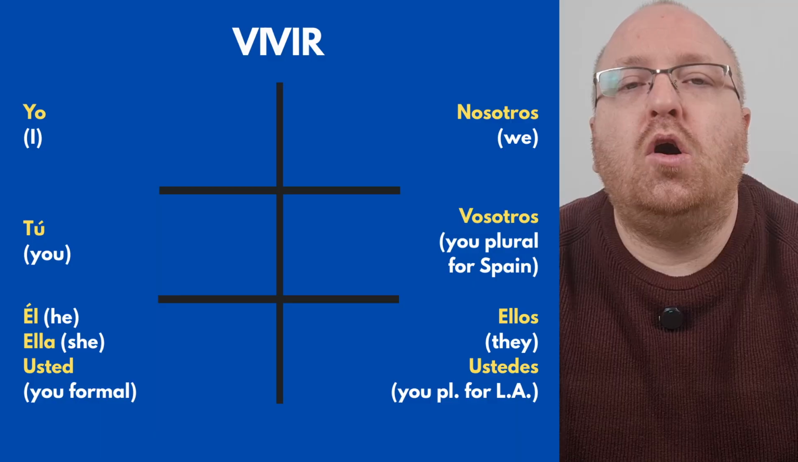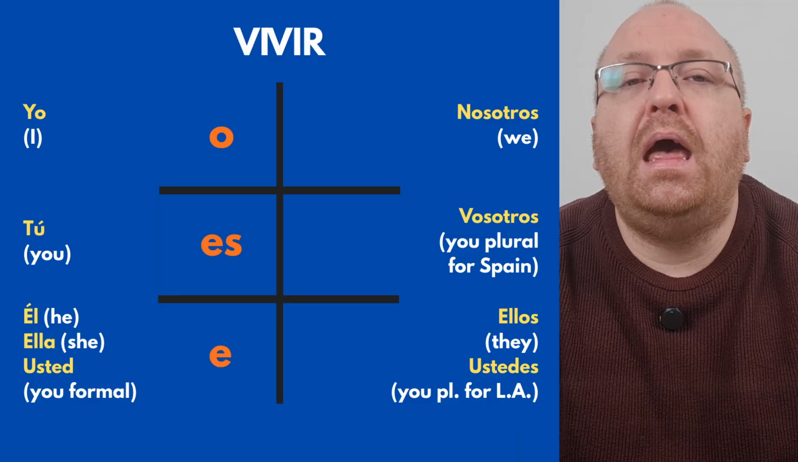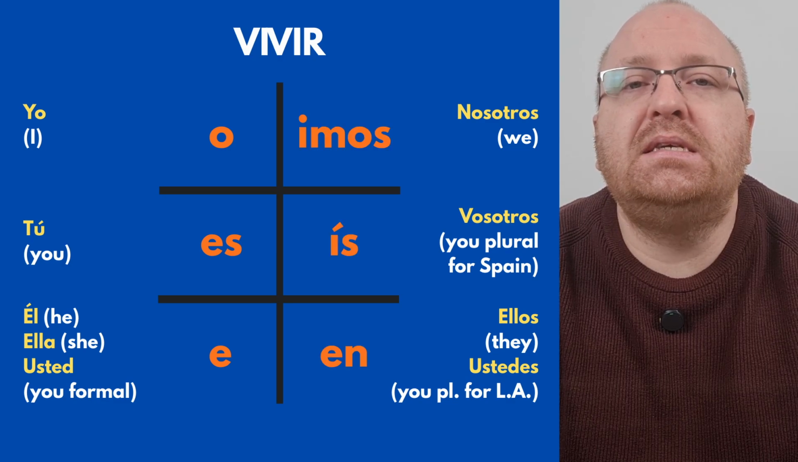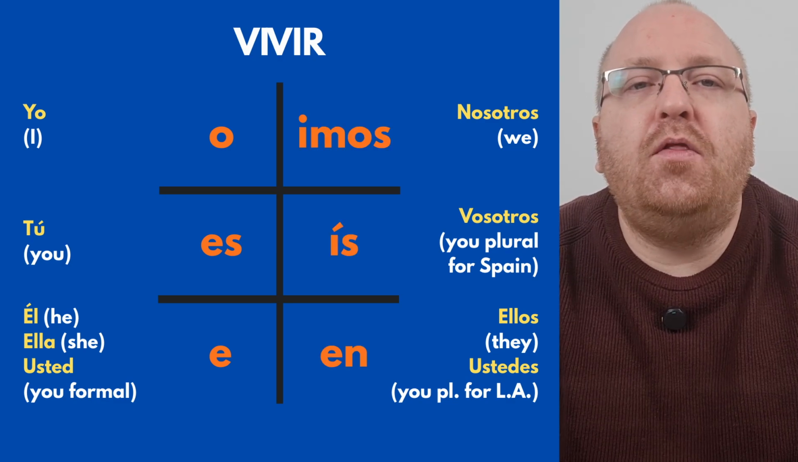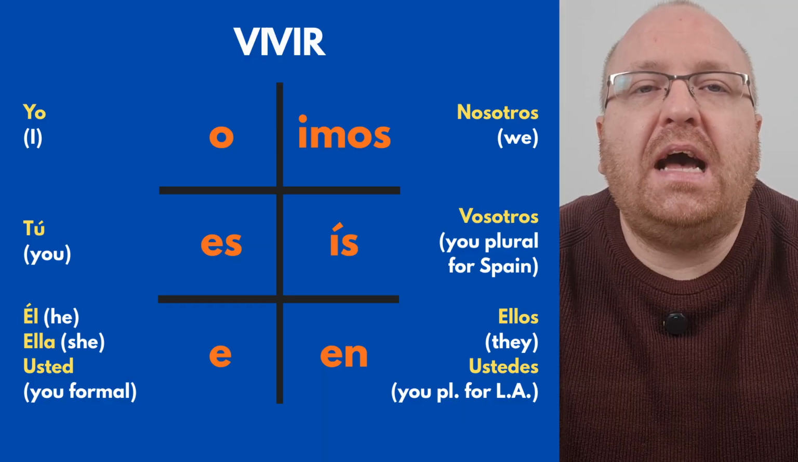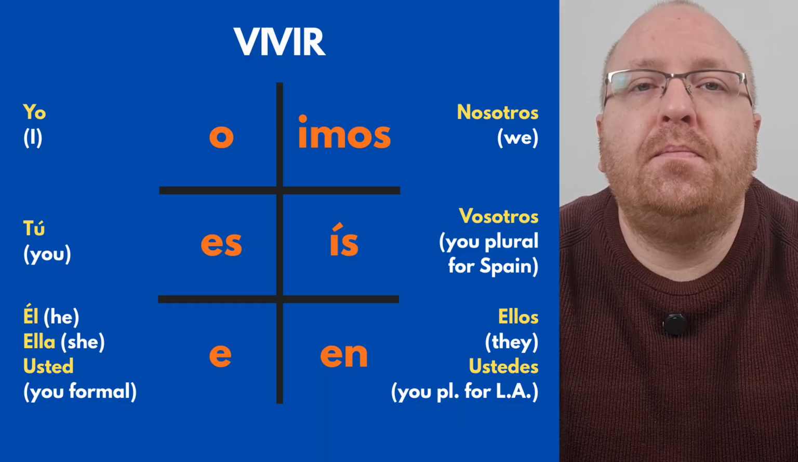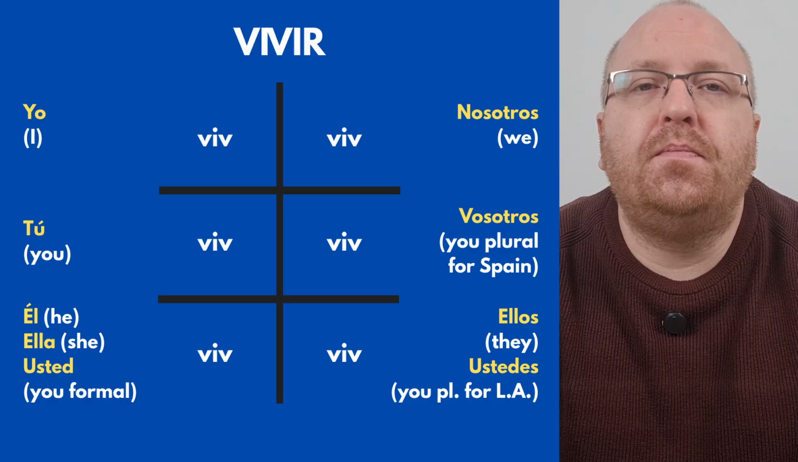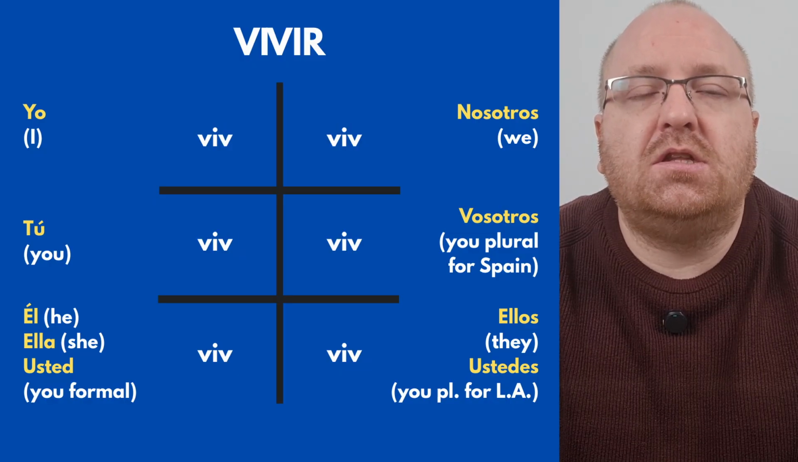So in the left-hand column, we have o, es, e. And in the right-hand column, we have imos, ís, en. So now that we have our endings, we can attach them to the stem viv. So I'll put viv into each of the 6 spaces. Now let's attach the endings to the stem.